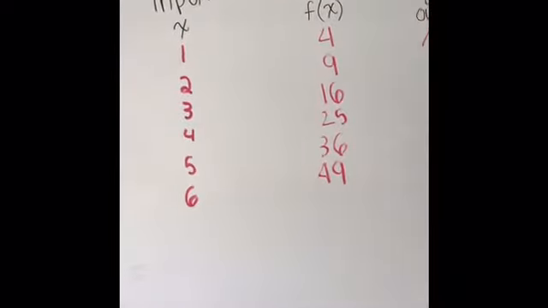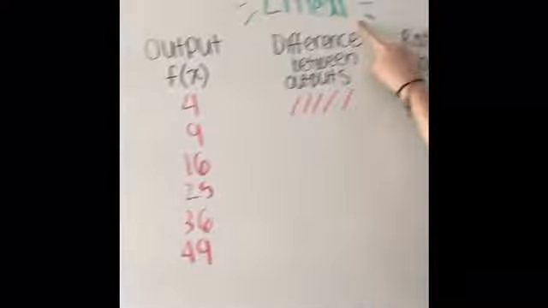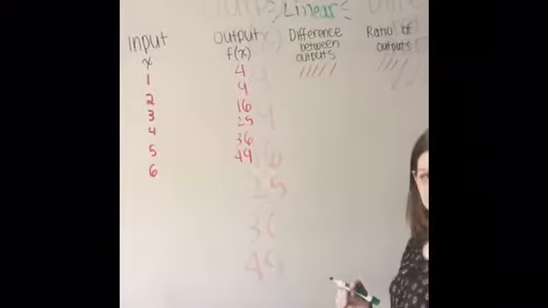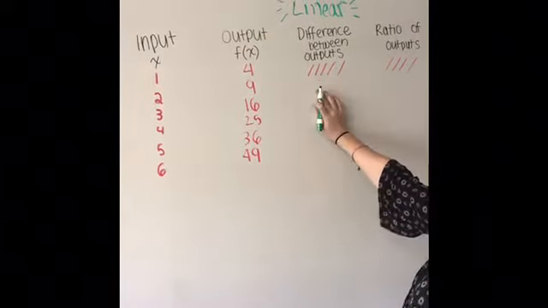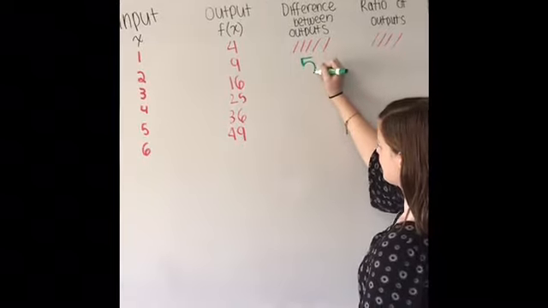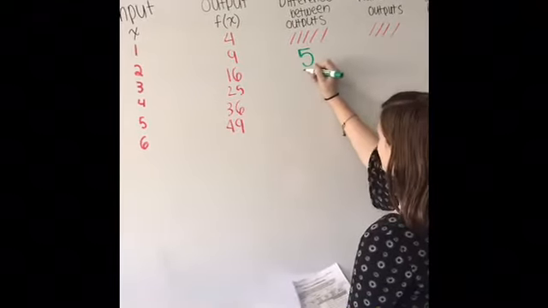Now that we have already figured out how to determine if the function is linear, let's move on to a different function with new outputs. We are going to start out by doing the same steps as linear, where you subtract 9 from 4 to get the difference between.